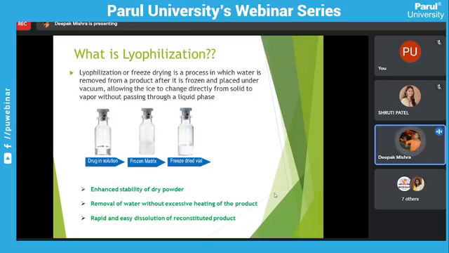The second benefit is removal of water without excessive heating of the product. If our product is heat sensitive, we also use this process to remove the water from our drug product, API or drug substance. The third is rapid and easy dissolution of the reconstituted product. After lyophilization, reconstitution and dissolution are easy from the product point of view. This is the brief on lyophilization.